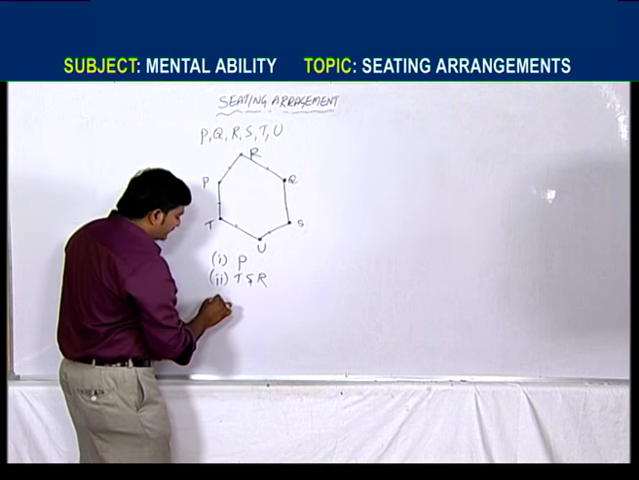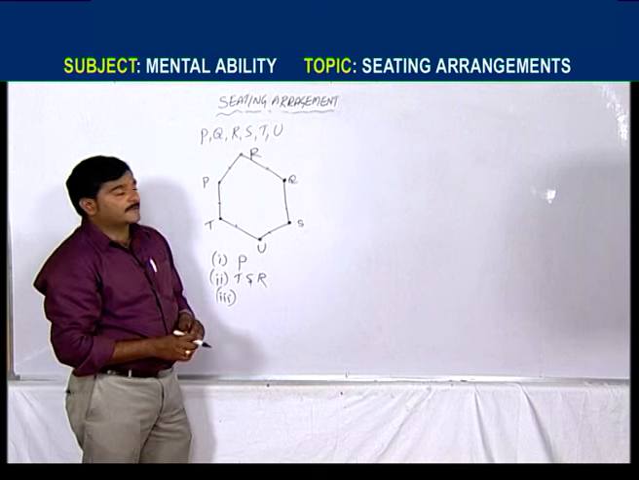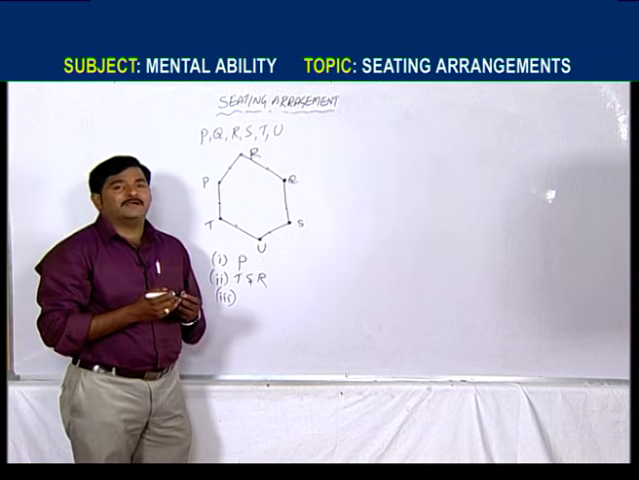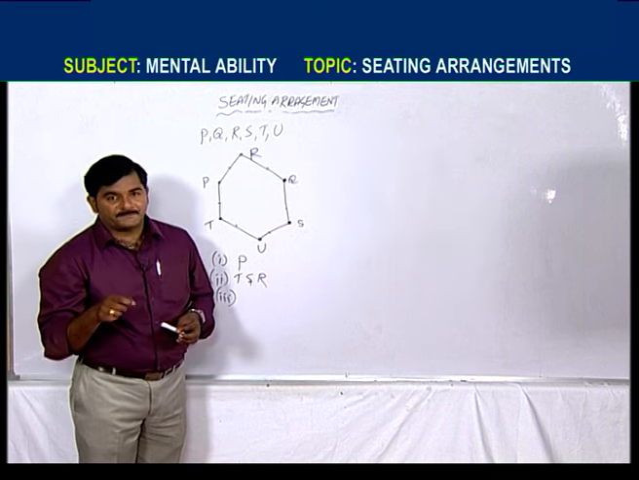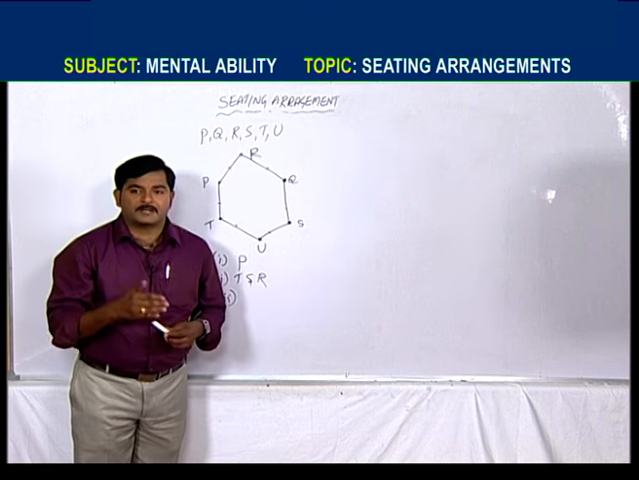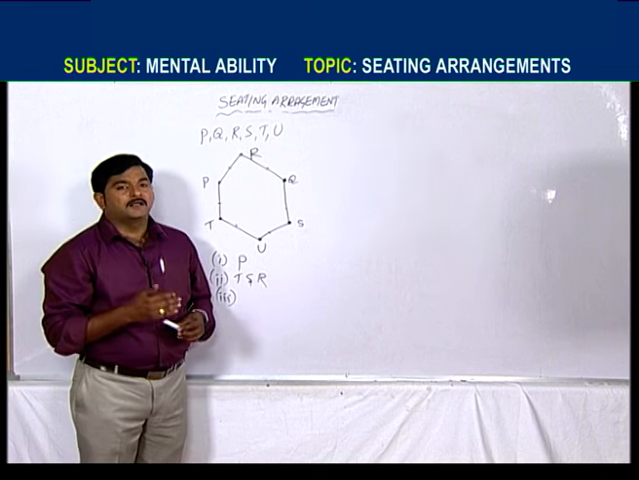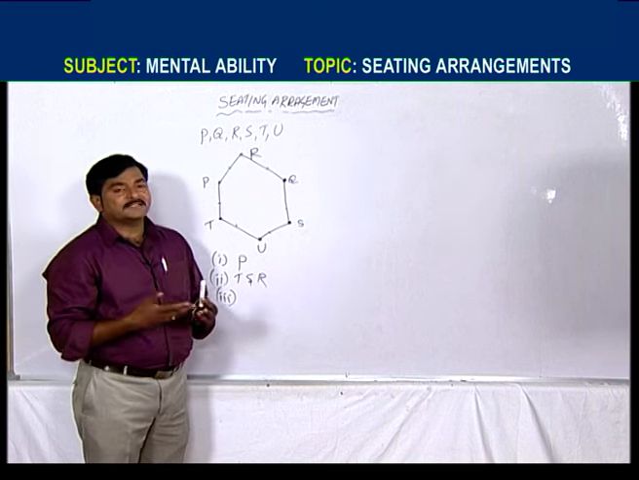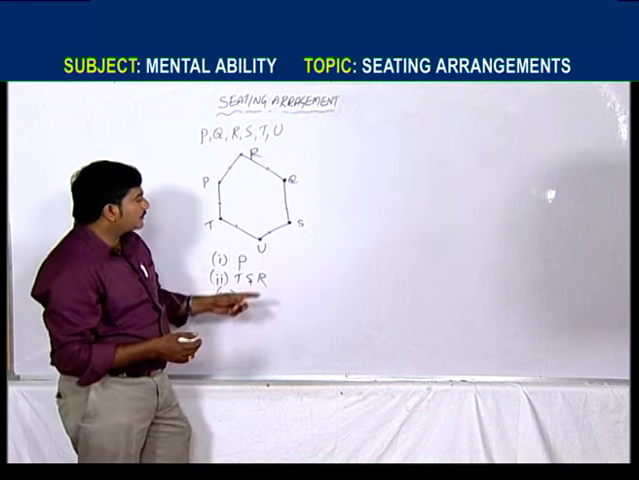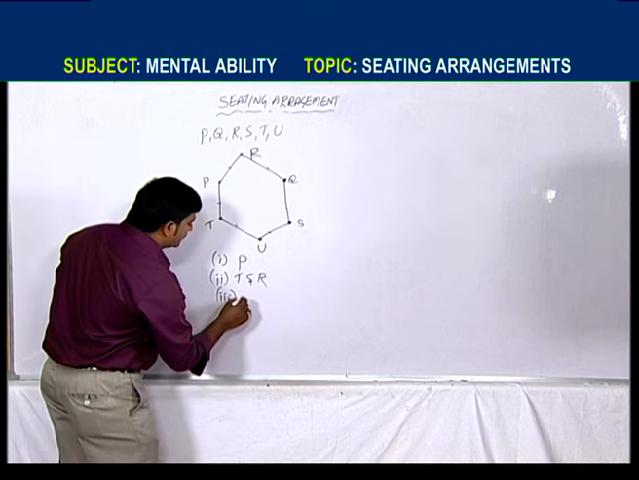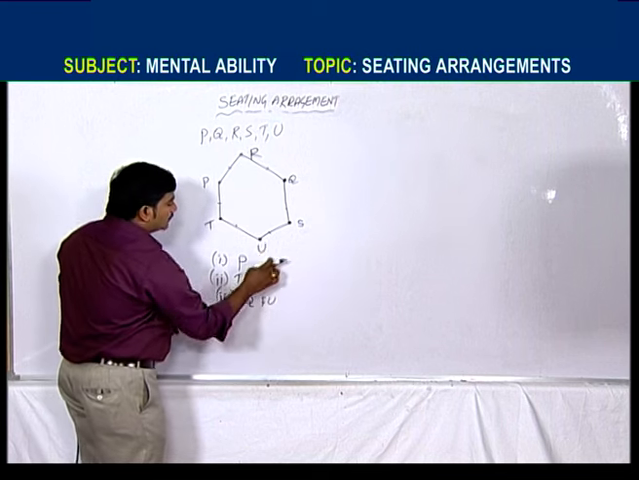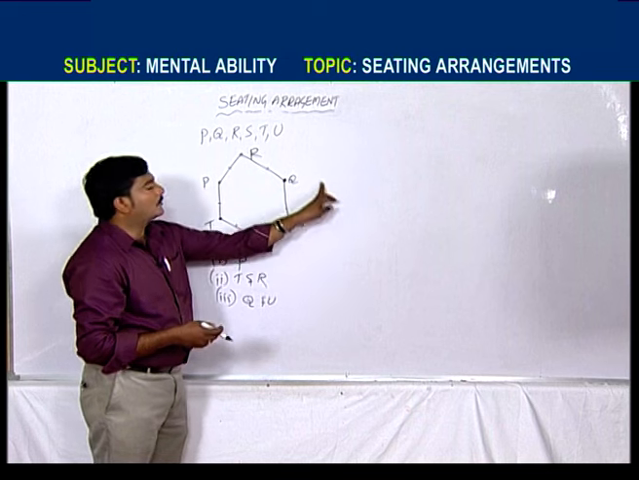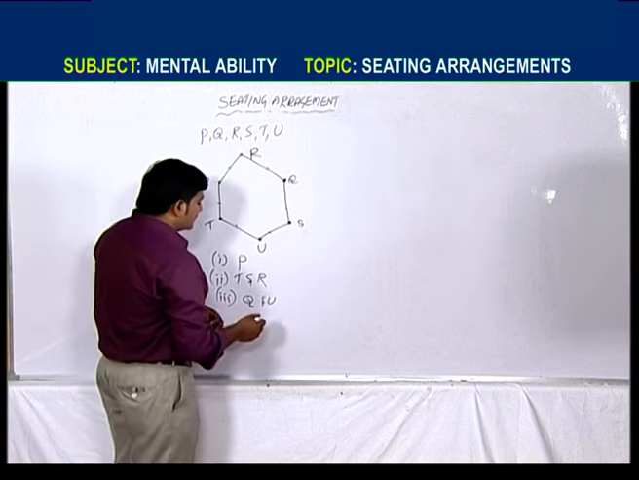Now, we'll focus on question number 3. In the third question, what is being asked? Who are the neighbors of S? See, there are two ways of asking the same question. Who are the neighbors of S is the same as S sits in between whom. So both are same. Therefore, Q and U are the neighbors of S. Same procedure. That is about the third question.